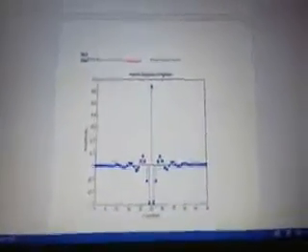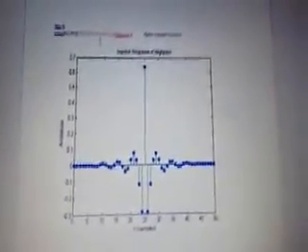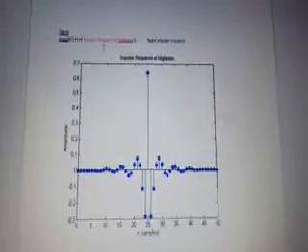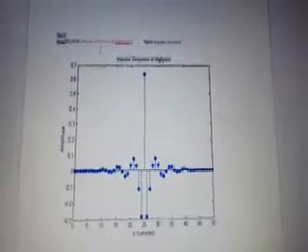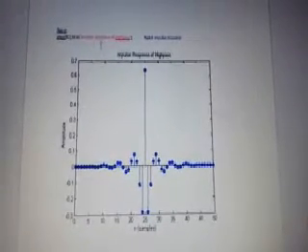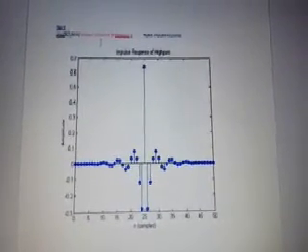Okay, now I proceed to the phase. The phase is the same, but it has a different type of degrees. And then I will proceed to the next one. This graph is the impulse response of high pass. This is between amplitude and the samples. As you can see, there's this amplitude spectrum graph.